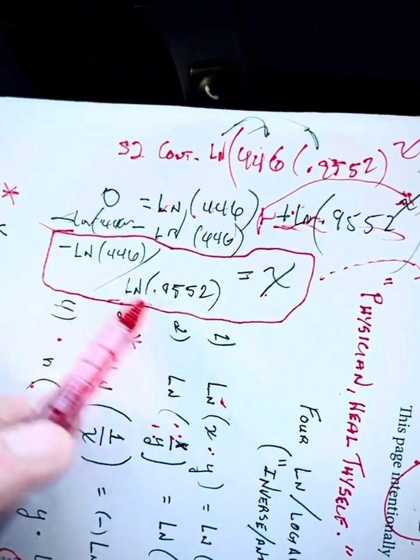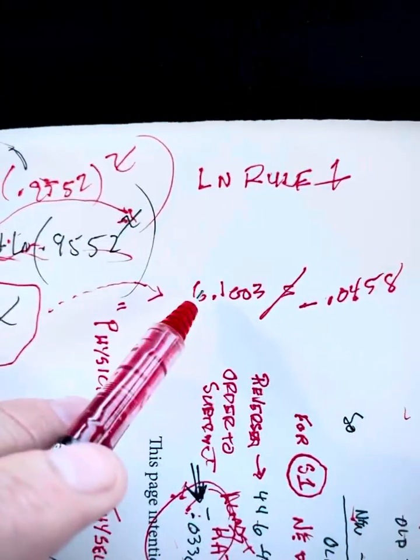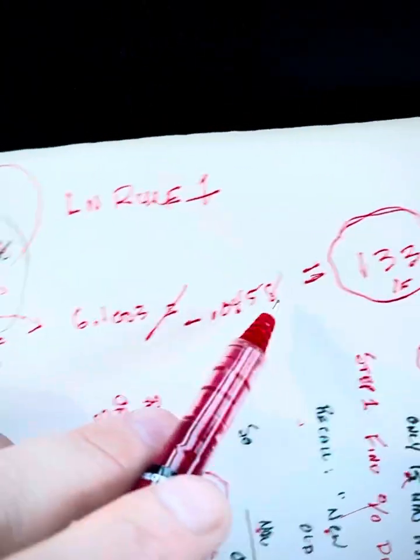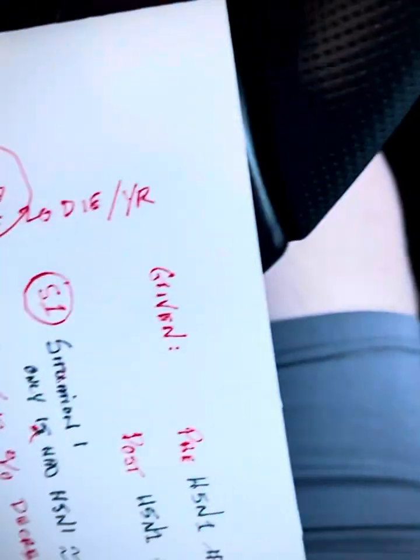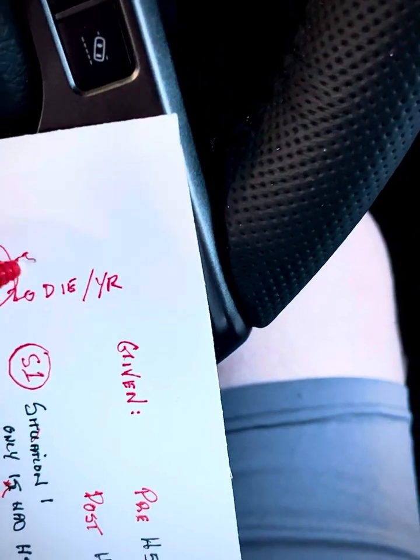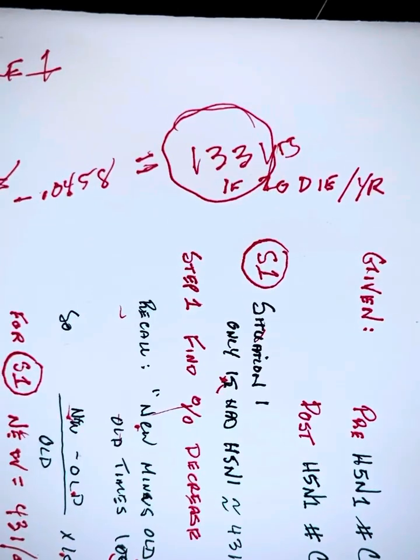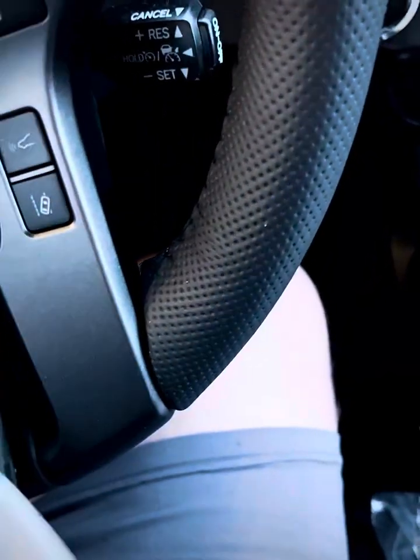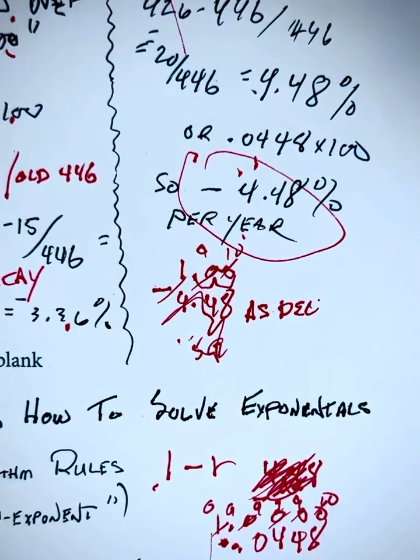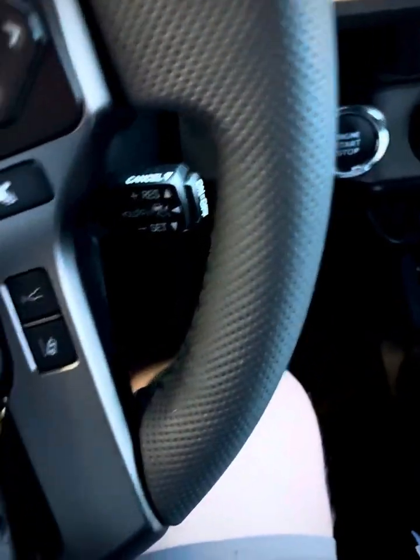These are computational. You put these in a calculator, come up with this, and then you get this. 133 years until they're all dead at 3%, or whatever I said, 4.48%. Okay, that's it.